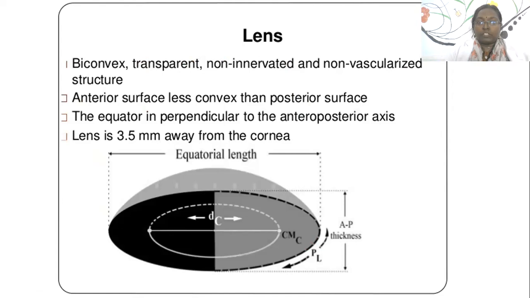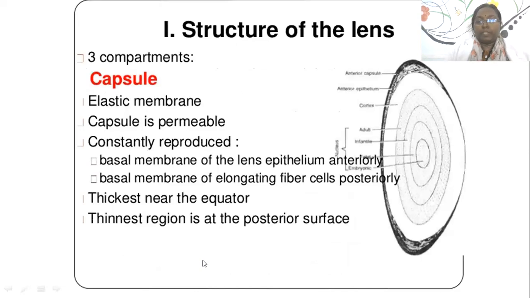So lens is a biconvex structure which is transparent, non-vascularized, and there are no nerves in it. The anterior surface is less convex when compared to that of the posterior surface. The equator is perpendicular to the anterior posterior axis. Lens is 3.5 millimeter away from the cornea. So the lens consists of capsule, which is an elastic membrane. It consists of anterior capsule and posterior capsule.